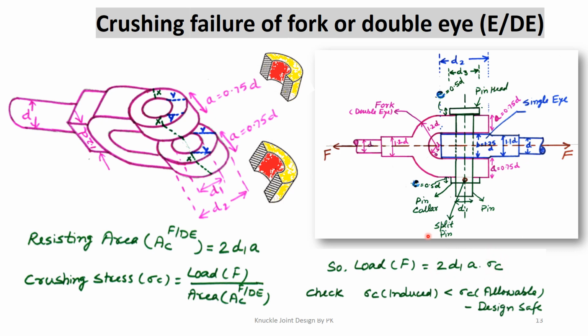In this equation we know the values of F, d1 and a. The only value we have to find from this equation is sigma c, the induced stress. When we find this induced stress, it should be less than the allowable crushing stress. If this criterion is followed, then our design is safe up till here.